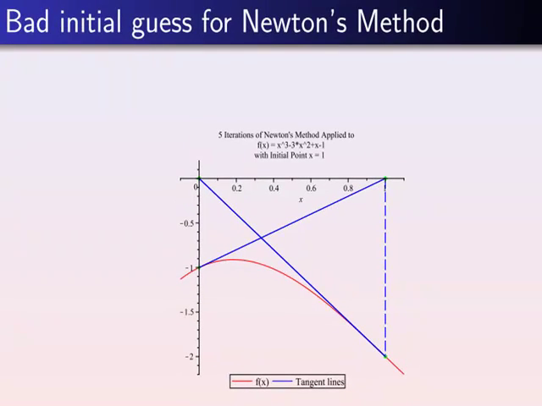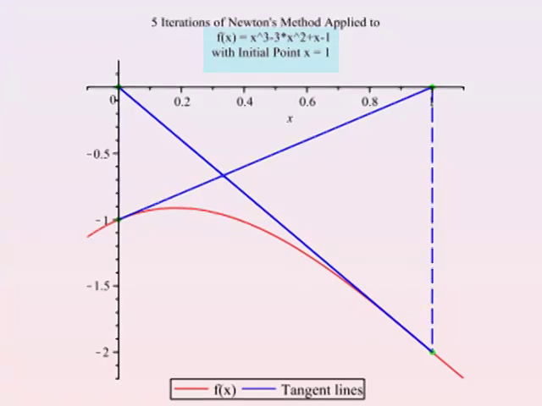In this next example, the function that we are dealing with is f of x equals x cubed minus 3x squared plus x minus 1. We start with the initial guess x0 equals 1. You will notice that starting with x equals 1 and finding the tangent line to the curve y equals f of x at this point, which is given by the blue line, you could see that the intersection of this tangent line with the x-axis is going to happen at the point x equals 0, and this is going to be your next iterate.